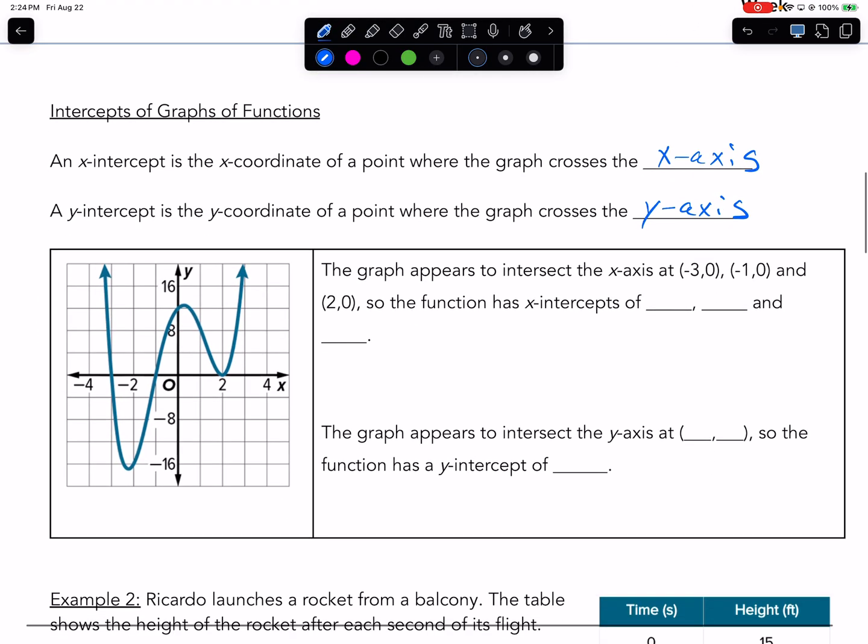So this graph on the left here, this W-looking graph, that's a quartic function, by the way, if it looks like a W. It doesn't always look like a W, but sometimes it does. Depends what else is after the x to the fourth power. The graph appears to intersect. I'm going to draw in the intersection points at -3, -1, and +2. So the x-intercepts are just -3, -1, and +2.